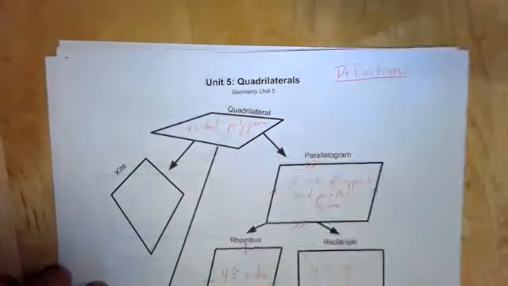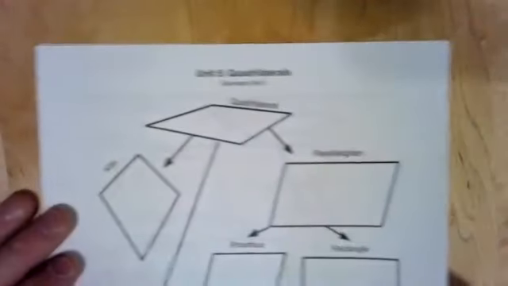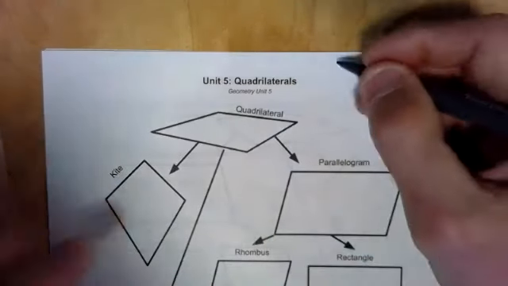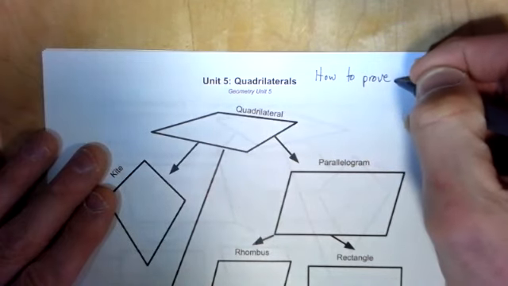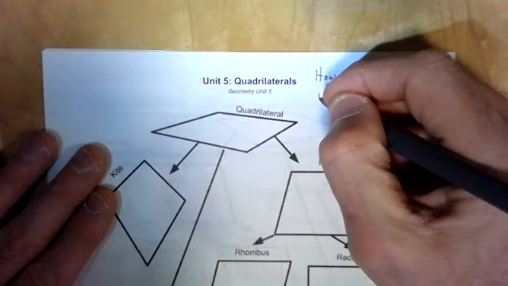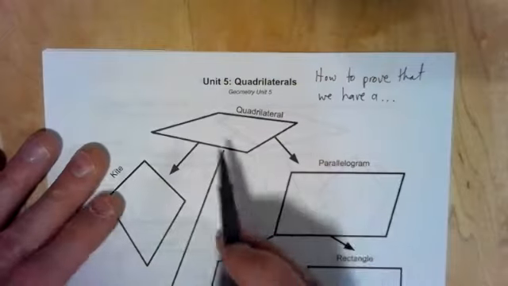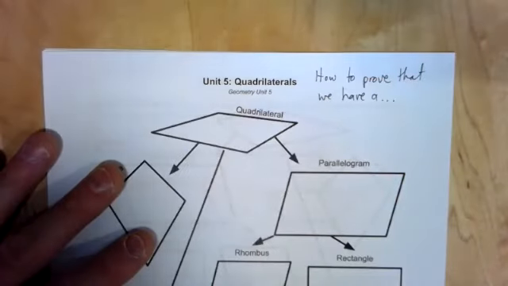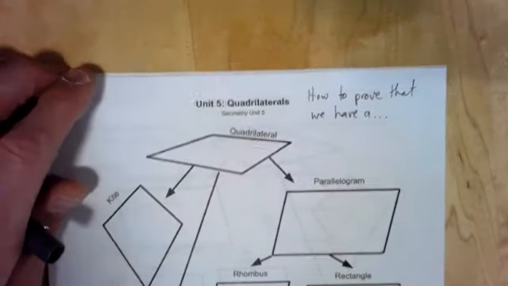Now let's flip over to the back side. And this one's going to get a little bit more specific. So on this back side, I'm going to call this how to prove that we have a... So what I mean by that is, how do we prove that we have a quadrilateral? How do we prove that we have a parallelogram, a rhombus, a rectangle, a square, and so on, okay? Again, today, all we're going to do is fill out this side of the form.